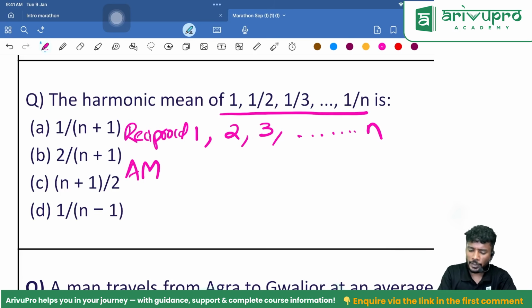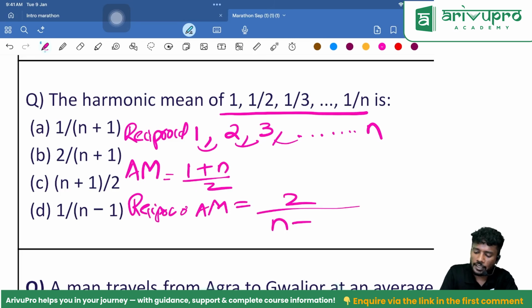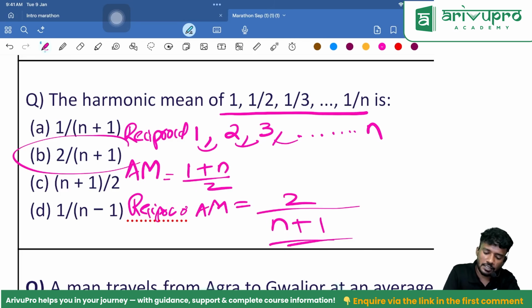Now, people, here is an equal spacing, right? Equal spacing means the arithmetic mean is first term plus last term divided by 2. So we found the arithmetic mean. Now we are taking the reciprocal of the arithmetic mean, which is equal to 2 divided by n plus 1. Answer is option B, 2 by n plus 1.